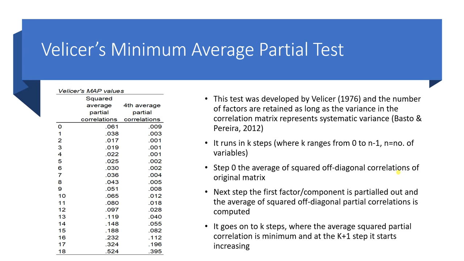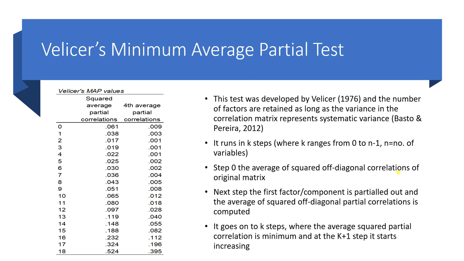That is, the variance can be explained. It is not attributable to error variance. How does this test determine this, how is this run? So it involves several steps, say k steps, where k will range from step 0 to step n minus 1. So if we are having 10 variables, there will be 10 steps starting from 0 to 9.